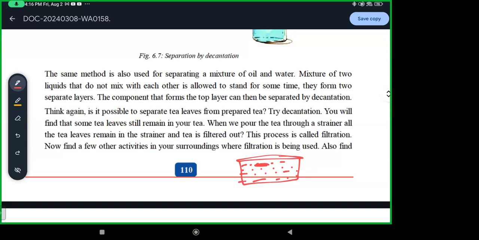Okay, think again. Is it possible to separate tea leaves from prepared tea? Try decantation. You will find that some tea leaves still remain in your tea. If you try this out with tea, some tea leaves will come along when we pour out the tea. When we pour the tea through a strainer, all the tea leaves stay in the strainer and the tea is filtered out. This process is called filtration. When we use a strainer, the tea leaves get collected in the strainer, and the tea comes out without any tea leaves. So that thing is known as filtration.